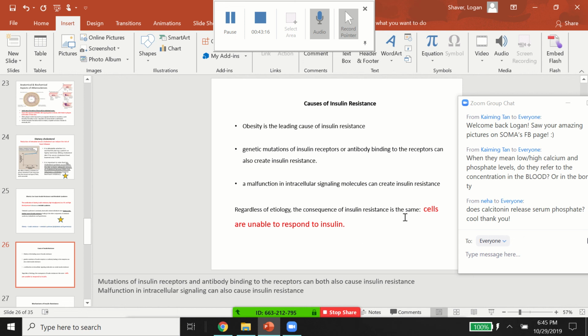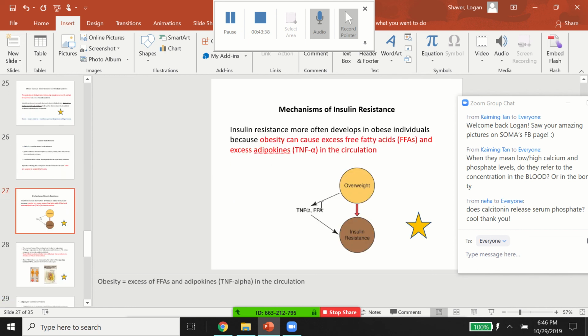It's basically when the cells are unable to respond to insulin, or don't respond to insulin as well. That's the way I tend to think about it. I don't think about it as a complete stop of insulin being able to be used. It's more, like I was saying, a decreased sensitivity. That's the way I like to think about it.